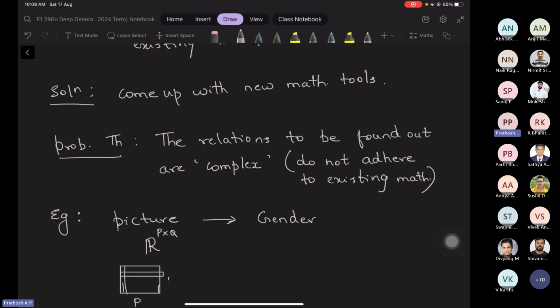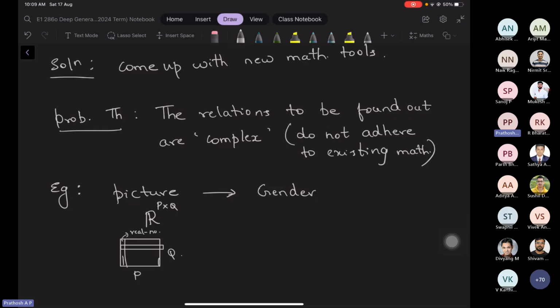You have P rows and Q columns. Everything is a real number here, so you have P cross Q real numbers. That's how you represent a picture. Now, every picture is an element in a P cross Q dimensional real space. Just like we have the Cartesian plane, which is two-dimensional, there is a P cross Q dimensional space, and in it every picture becomes a point. Not a number, I'm sorry, a point.